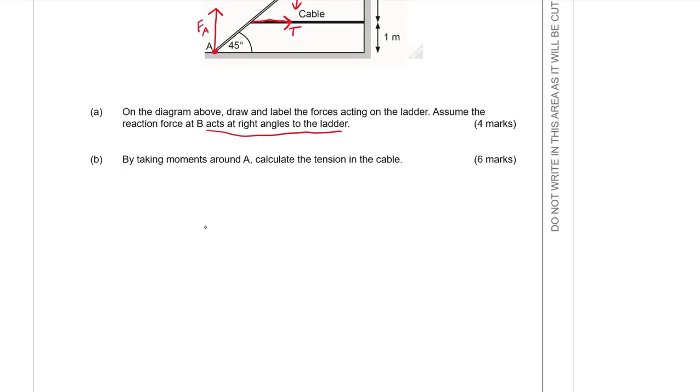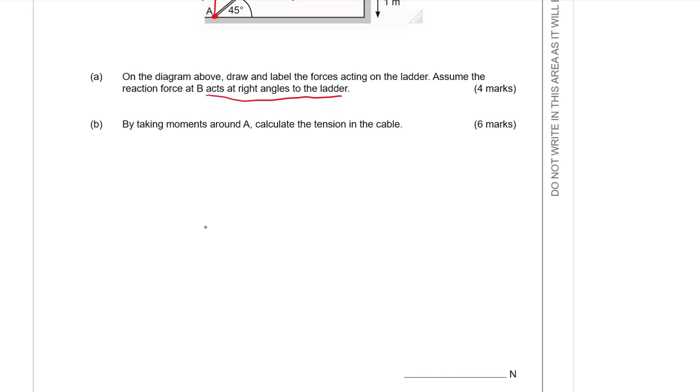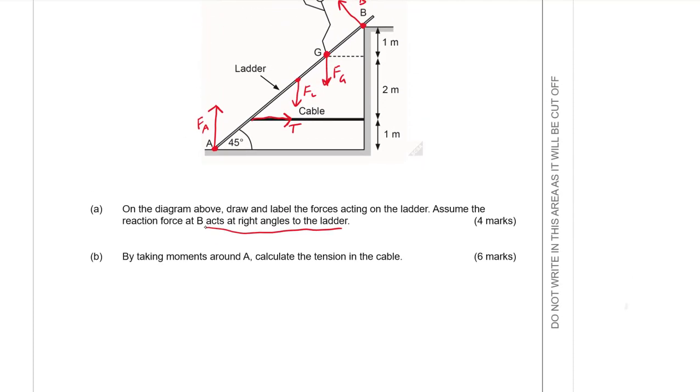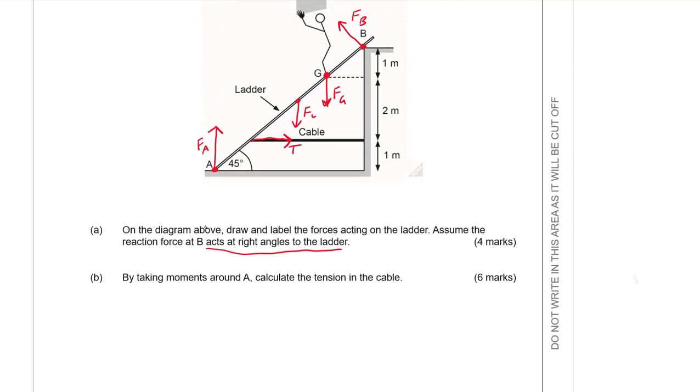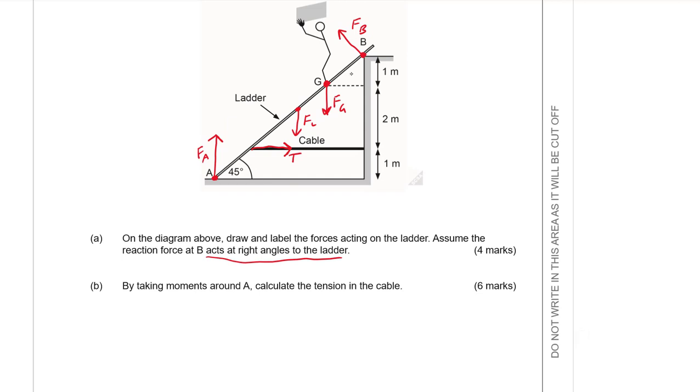So where this gets hairy is looking at part B. So the question says, taking the moments around A, calculate the tension in the cable. So looking back at the diagram, if you take A as your pivot point, what you've got there, you've got 1, 2, 3, 4 forces acting on it, and you've got one that's acting counterclockwise, which is the reaction force from the wall at B, and then you've got clockwise forces acting mostly downwards, and the tension cable acting to the right.